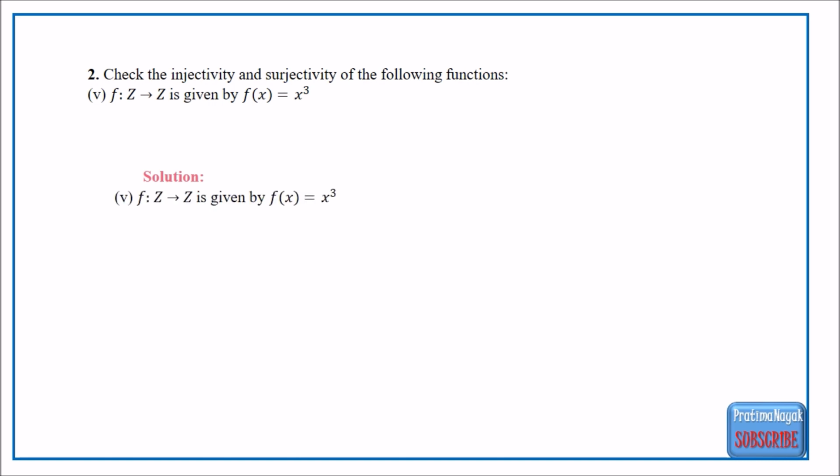Define the function first. Then for x, y belonging to Z, let f of x be equal to f of y. So x cube is equal to y cube. Then this implies that x is equal to y, because though the domain and the codomain are integers, they contain negatives, but when x cube is equal to y cube, x is only y, because 1 cube is 1, but cube of minus 1 is minus 1. So it is injective.